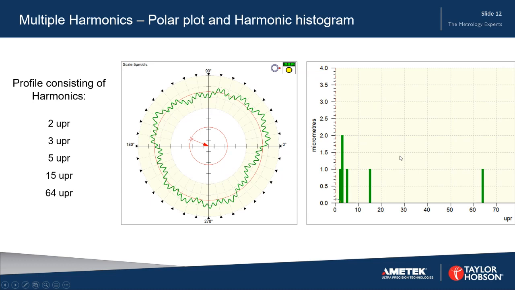Harmonic analysis allows us to separate out these different characteristics and view them on a histogram here, which on the left-hand side shows the amplitude of each of the individual harmonics. And the harmonics are shown along the bottom here. That's why it's indicated as UPR, undulations per revolution. So, for example, that's the second harmonic. That's the third harmonic, which is 2 microns amplitude. And so we now know how significant that is. Some of them we can't see so readily in there.